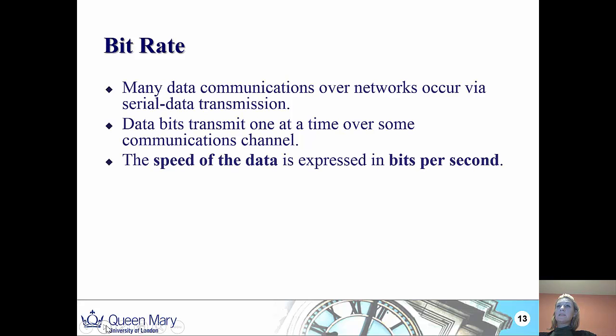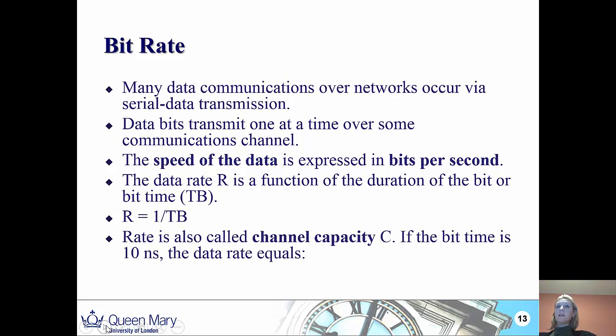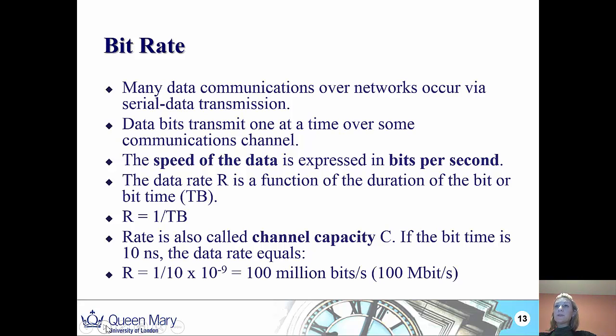The speed of this data is expressed in terms of bits per second, and the data rate is a function of the duration of the bit, or bit time. So that is the rate at which the data is transferred. The rate can also be called the channel capacity, and is measured in bits per second, megabits per second, and so on.